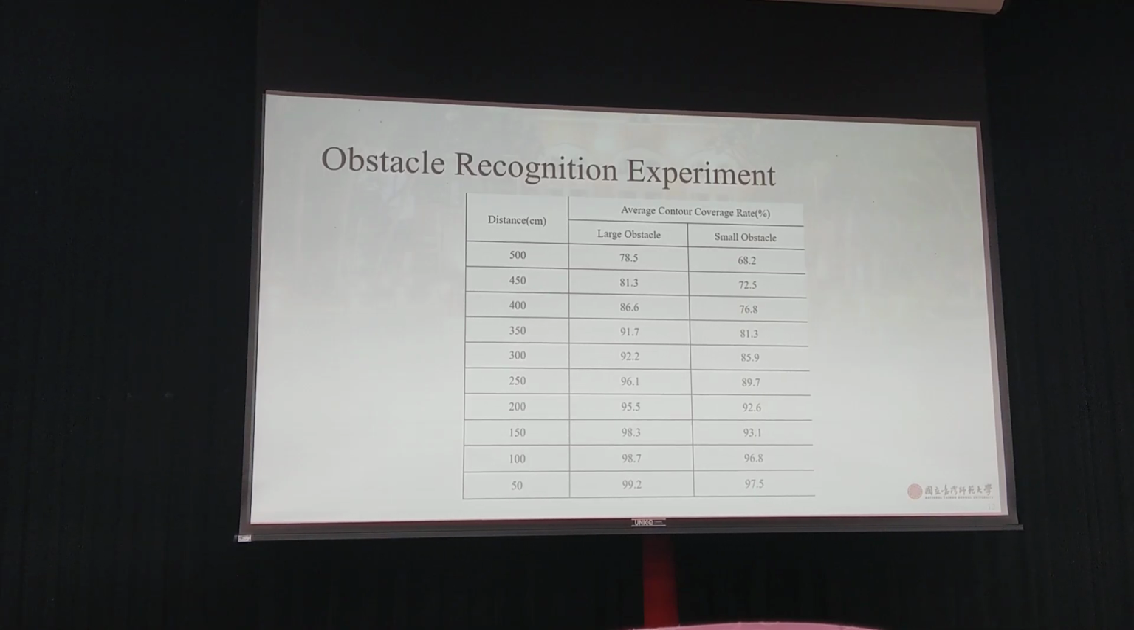The data show that the contour coverage rate increases as the distance decreases. At 350 centimeters, regardless of the object size, the coverage rate exceeds 80%, indicating that the system can reliably recognize the main shape of obstacles.